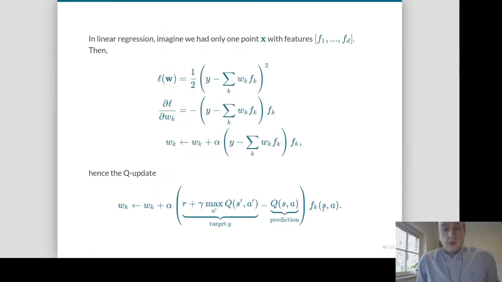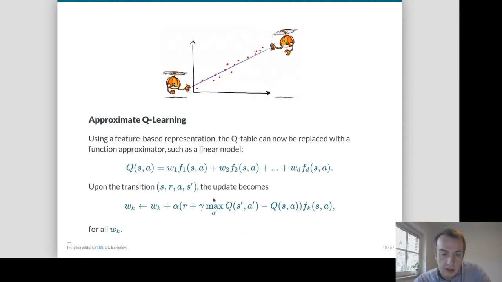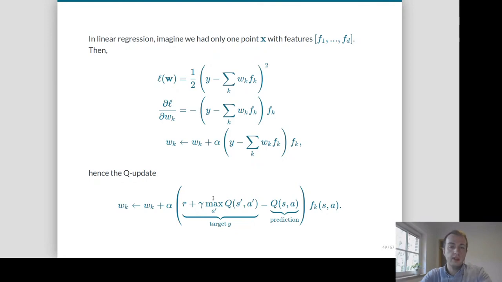And so you may wonder, why do we do this? Where does that come from? If you remember linear regression from lecture 7, imagine that we had only one vector x with features f1 to fd. If your model is a linear model, then what we've seen is that the objective function you would like to minimize, as a consequence of doing maximum likelihood estimation assuming some probabilistic model on y given x, is the squared error loss.